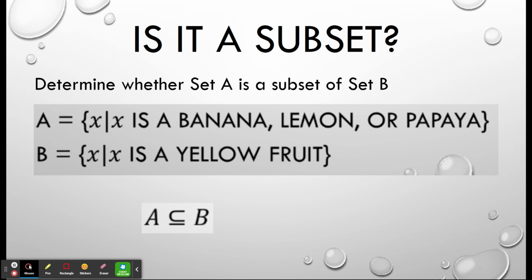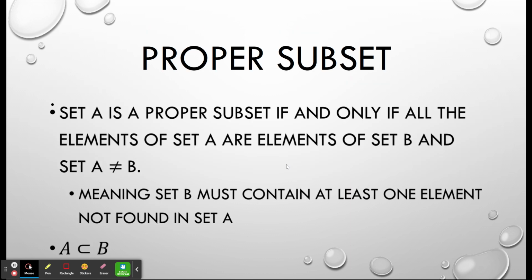Within that, we can go even further and look at what we call proper subsets. Set A is a proper subset of set B if and only if all the elements of set A are elements of set B and set A is not equal to set B. This means that set B must contain at least one element not found in set A. That's what we call a proper subset, and you can see the symbol down here. This is our symbol for a proper subset as compared to the symbol for just a subset.